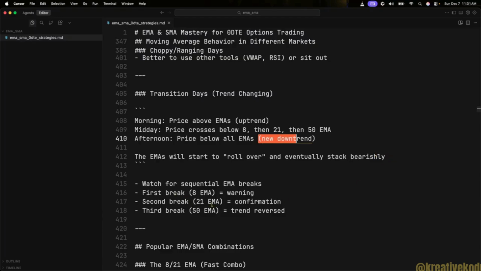So what we'll do is watch for the sequential EMA breaks. First we'll watch for the EMA 8, then the 21, and then the 50. The 8 is the warning, the 21 is the confirmation, and the 50 means the trend has reversed.